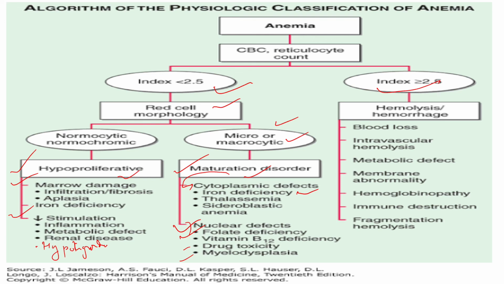However, if the reticulocyte production index is more than or equal to 2.5, then the chances are hemolysis or hemorrhage, and the causes of hemolysis or hemorrhage are blood loss, intravascular hemolysis, metabolic defects, membrane abnormalities, hemoglobinopathies, immune destruction disorders, and fragmentation.